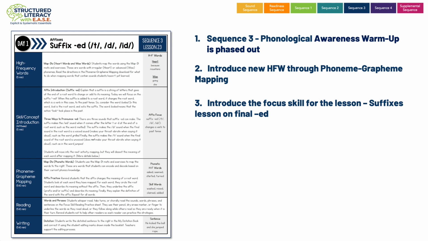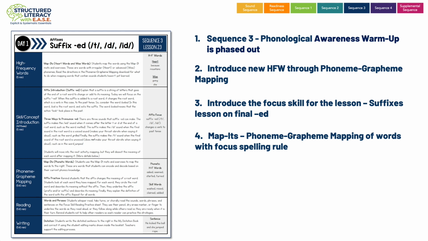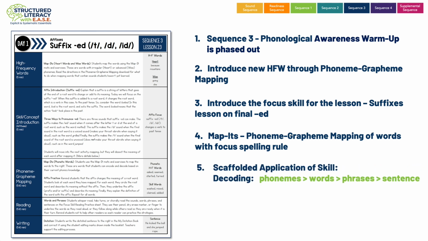Then we move into the next part of the lesson where we're explicitly teaching the focus skill for the lesson. This is a lesson on a suffix, and the suffix that they're focusing on is the final ed that makes 3 distinct sounds. So we're doing an explicit lesson on the skill, which is the suffix ed. Then again, we move back into phoneme grapheme mapping, but what we're doing is focusing on the skill. Since we're focusing on suffixes with ed, we're going to phoneme grapheme map words that have the suffix ed. So now we're bringing in phoneme grapheme mapping with the focus skill.